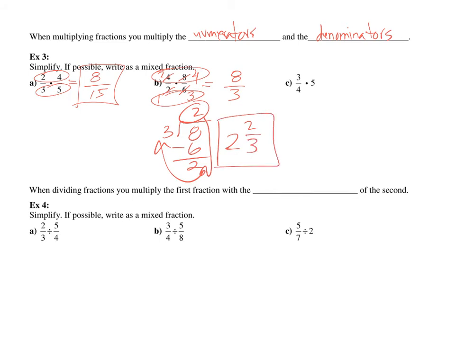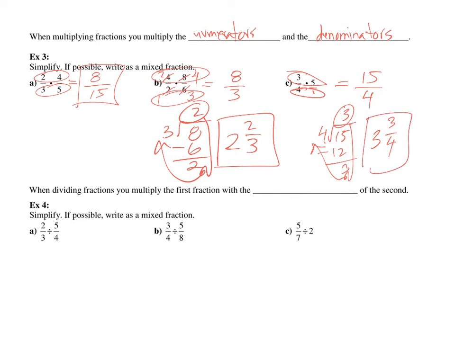Last one, we have 3/4 times 5. Okay, you could rewrite 5 as a fraction by putting it simply over 1. So I have 3 times 5, multiply the numerators, and I have 4 times 1. Right. And I can rewrite this as a mixed fraction once again. 4 goes into 15 3 times. 3 times 4 is 12. Difference is 3. So I have 3 and 3/4.